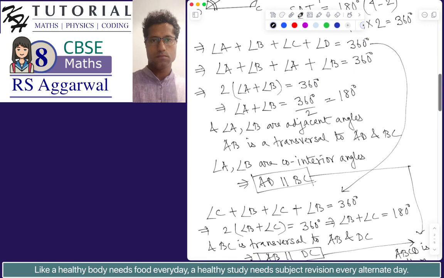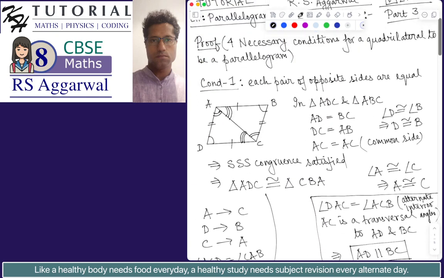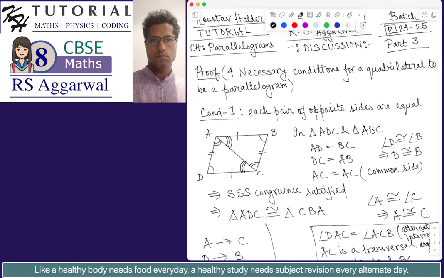So this brings to an end the proof of the four necessary conditions, all four conditions that will make a quadrilateral a parallelogram. If any of these conditions is satisfied in a quadrilateral, then we can say that the quadrilateral is a parallelogram.